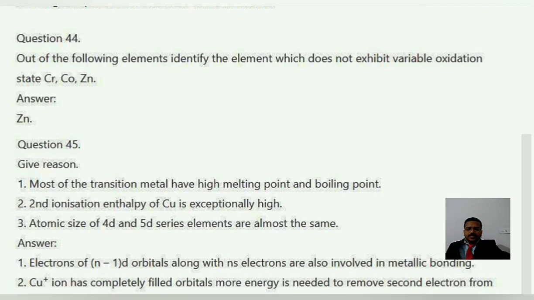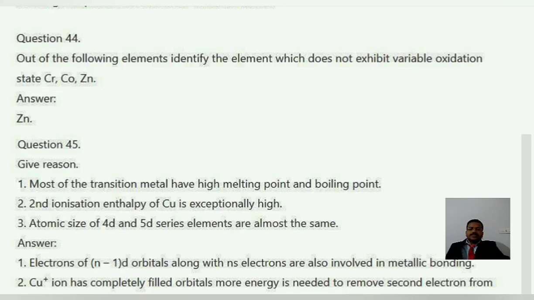Question number 44. Out of the following elements, identify the element which does not exhibit variable oxidation state: chromium, cobalt and zinc. If you write the electronic configuration, the electronic configuration of zinc is 3d10 4s2. That means unpaired electrons are not there, and it is 3d10 in zinc. So it is not possible to exhibit variable oxidation state due to the completely filled d orbital. So the answer is zinc. But in chromium and cobalt, the d orbital is incompletely filled and they can show variable oxidation states because those electrons can take part in bond formation, resulting in different oxidation states like +1, +2, +3, etc.